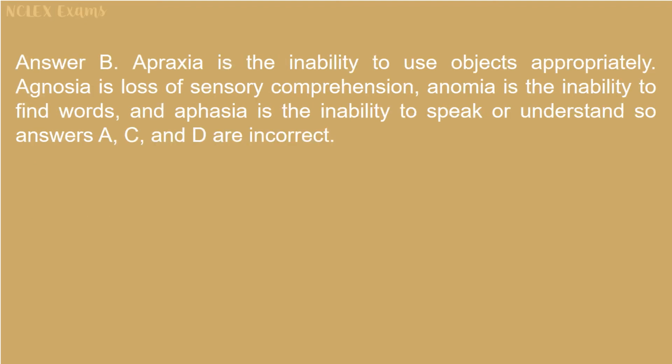Answer B. Apraxia is the inability to use objects appropriately. Agnosia is loss of sensory comprehension. Anomia is the inability to find words, and aphasia is the inability to speak or understand, so answers A, C, and D are incorrect.